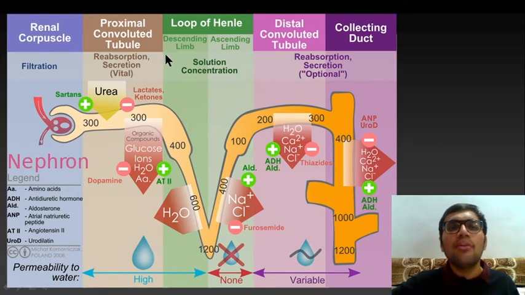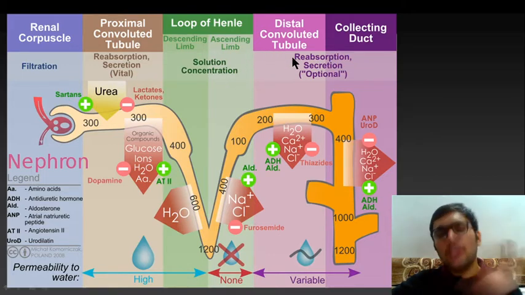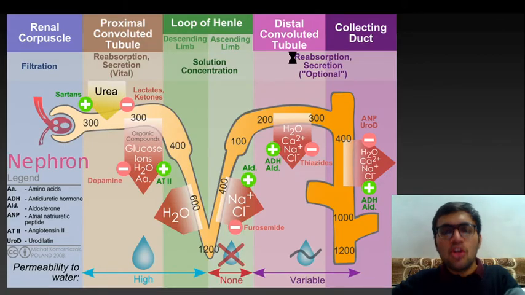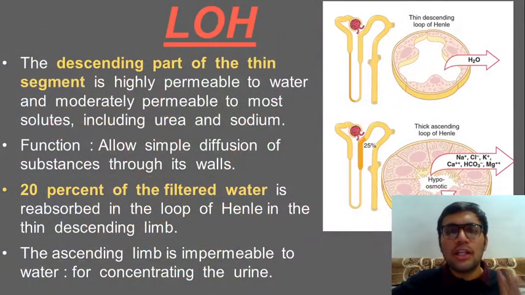Now the major function of loop of Henle is basically the concentration mechanism. You won't be thinking much of reabsorption here, although it's a very important component, but still the major thing here is concentration. And then we will see further in DCT and collecting duct. So right now let's focus all your attention on loop of Henle.